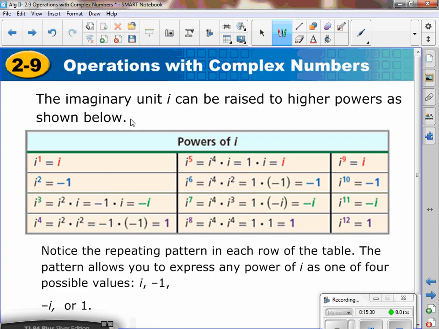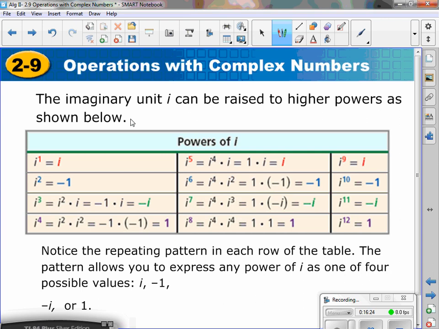Now, another little thing about i's, whenever we take i's and change them exponentially, i to the first just means i. If I square an i, I get negative 1. Well, if I cube an i, that's the same thing as i squared times i. Well, i squared means negative 1, i means i, so it's negative i. i to the fourth really means i squared times i squared. Since i squared is negative 1, negative 1 times negative 1 is 1. If you tried i to the fifth, you can break it down to i to the fourth times i. i to the fourth we know is 1. 1 times i is i.